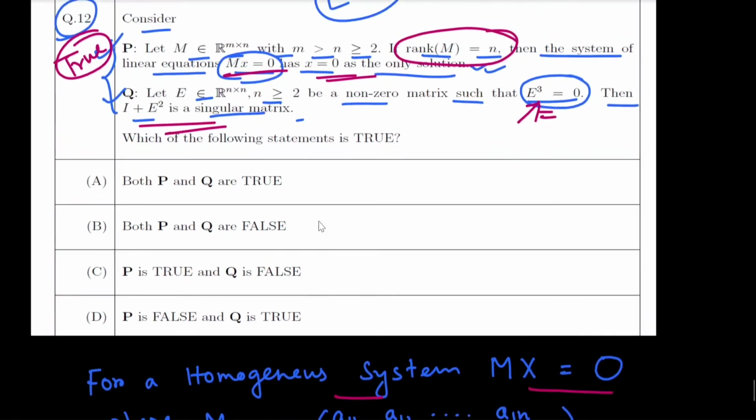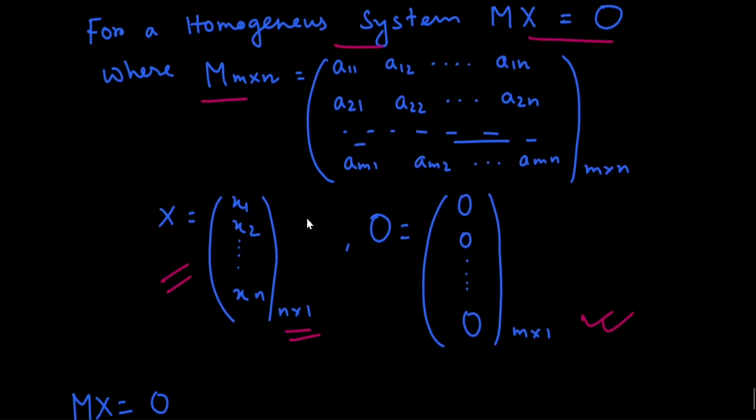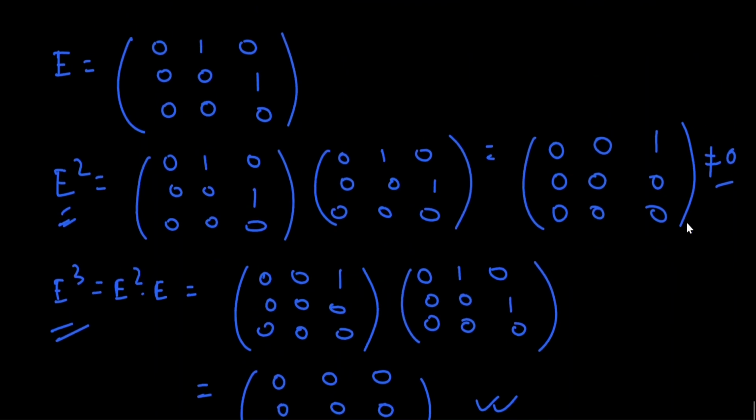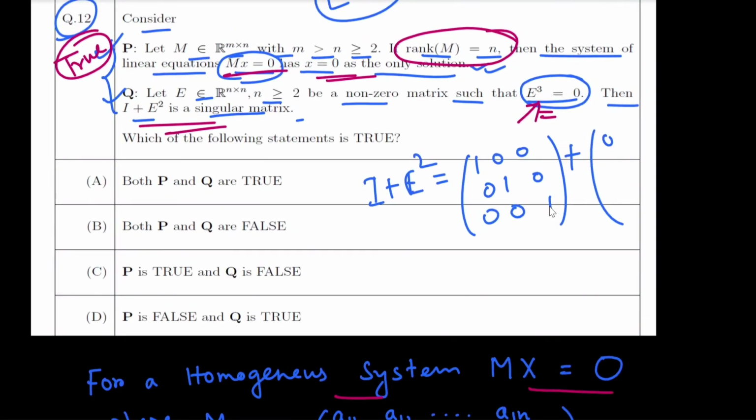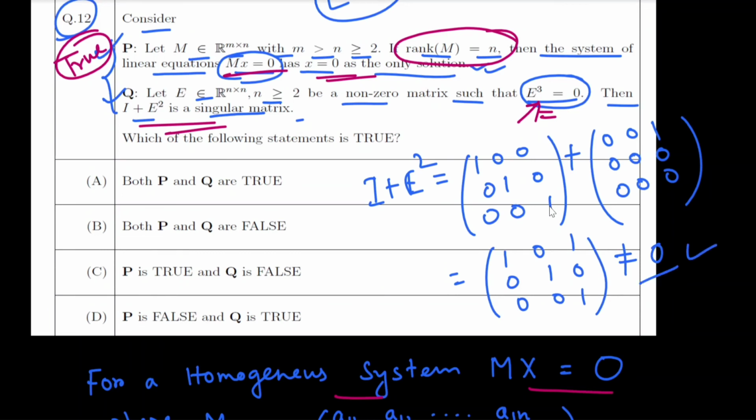Therefore, since E squared is not equal to 0, I plus E squared is surely not zero. So I plus E squared is [1 0 0; 0 1 0; 0 0 1] plus E squared, [0 0 1; 0 0 0; 0 0 0]. So this is equal to [1 0 1; 0 1 0; 0 0 1], which is clearly a non-singular matrix. So the statement says that this is a singular matrix, which is not true for this example. Therefore statement Q is not true, that is, Q is false.